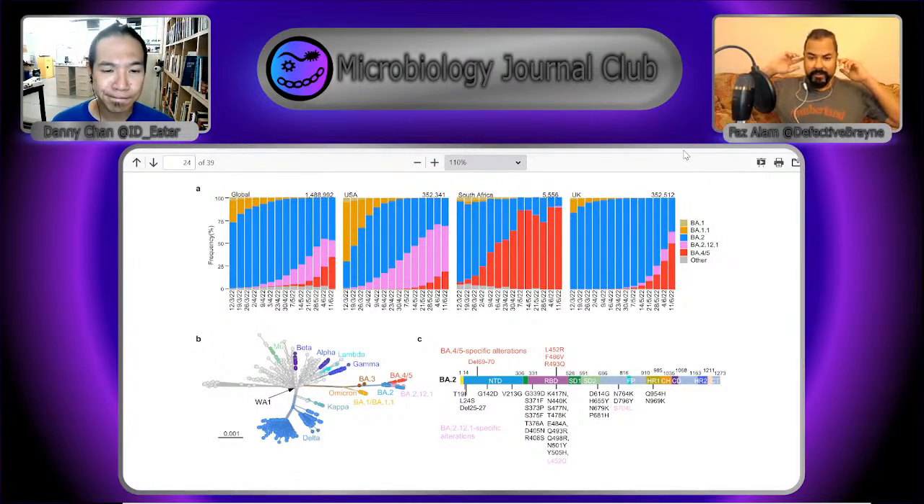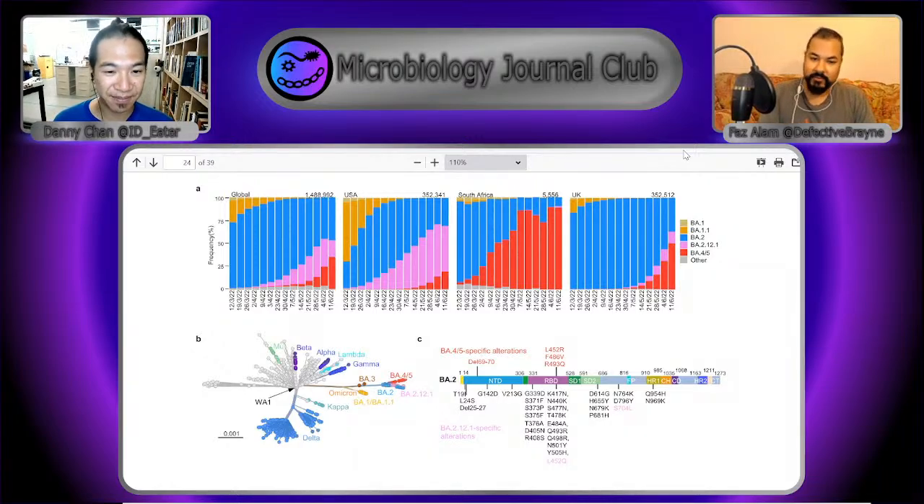So I think this first figure shows how BA.4 and 5 and BA.2.12.1 have been expanding across the world. Globally, BA.2 is still not gone. All Omicron is taking over. It's been a very effective lineage, right? There've been a lot of variants within it that are the ones circulating these days.